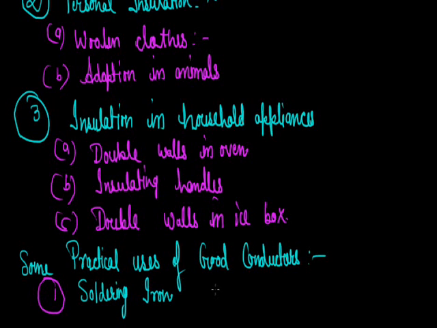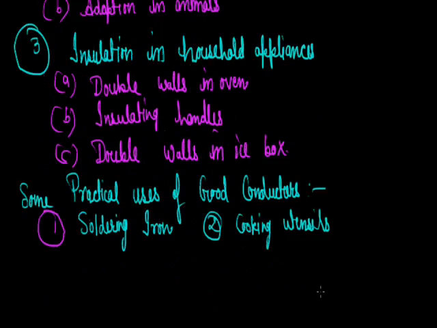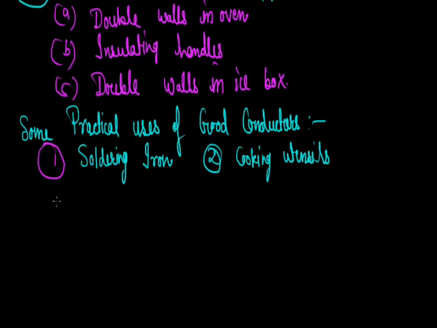Next, cooking utensils. As I have told you in the upper point, the cooking utensils are made of metals such as copper, aluminium, brass, steel, etc. so that heat is easily conducted through the base of utensils to their contents. Next, wire gauze.